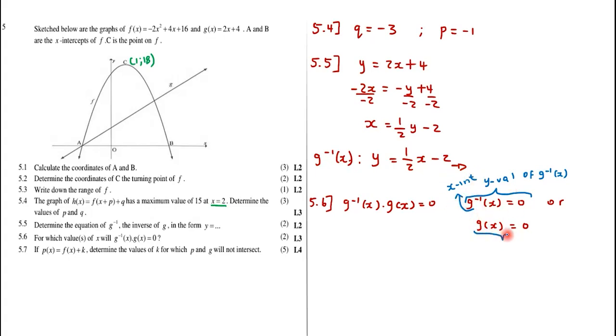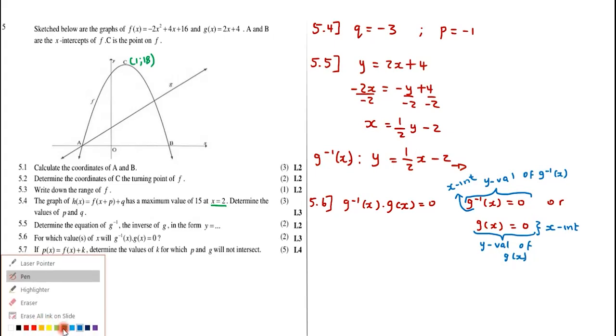Now the same is true here. These are the y values of g of x, and it means this is the x-intercept of g. Now to get the x values, we'll just calculate these x-intercepts. So let's start off with the first one.